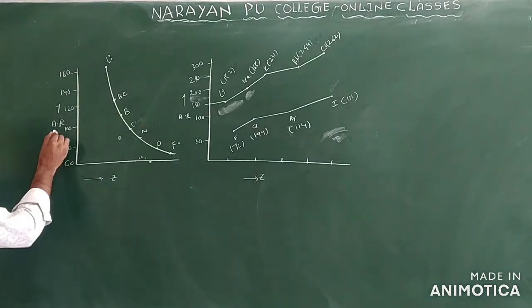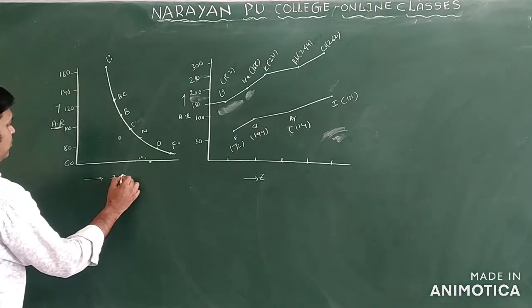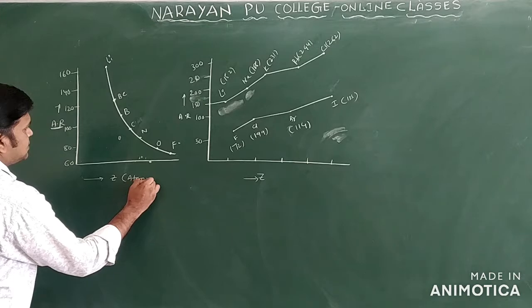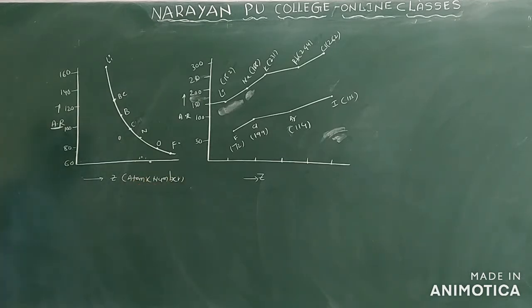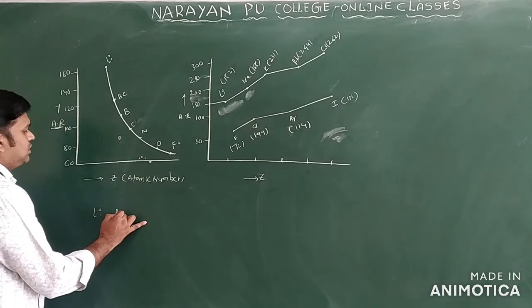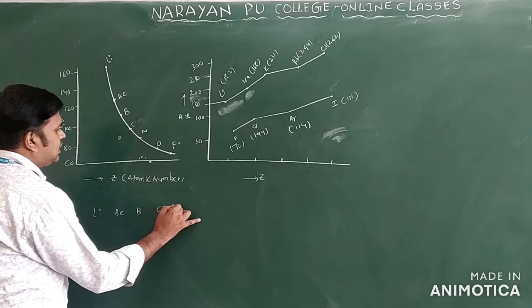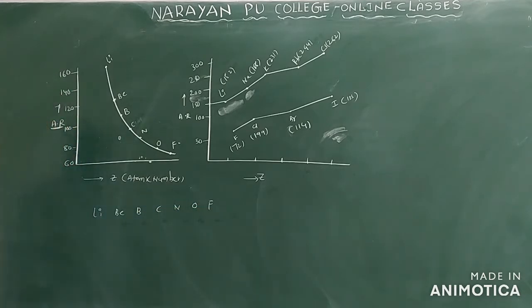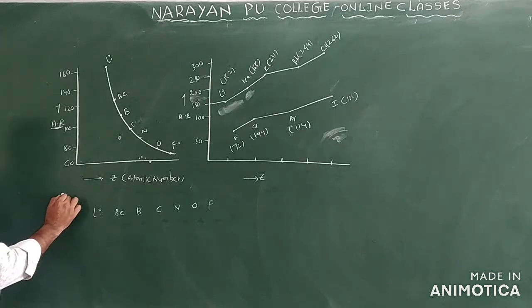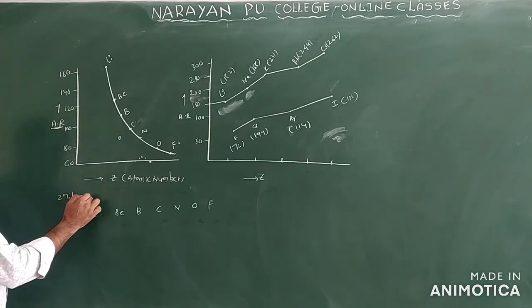This is atomic radius versus atomic number. What is Z here? That is the atomic number. Now we can see the atomic radius given for the elements lithium to fluorine. So what are the elements we have? Lithium, beryllium, boron, carbon, nitrogen, oxygen and fluorine. These are the second period elements.